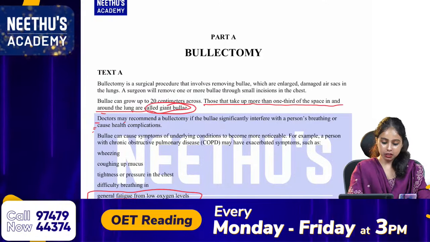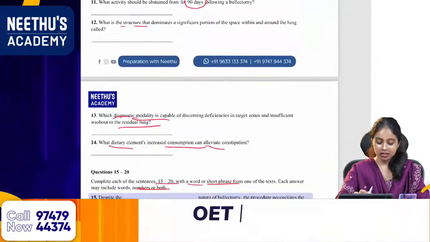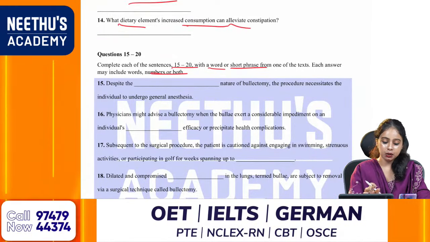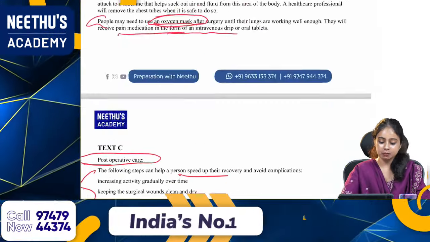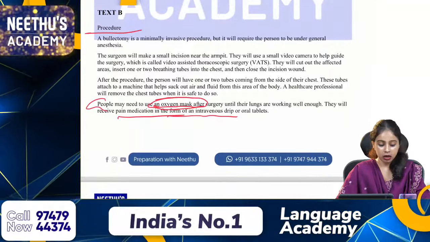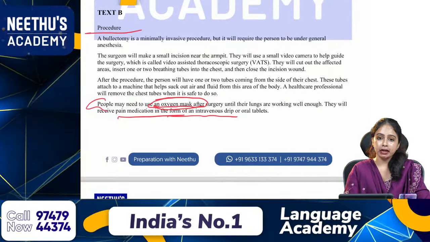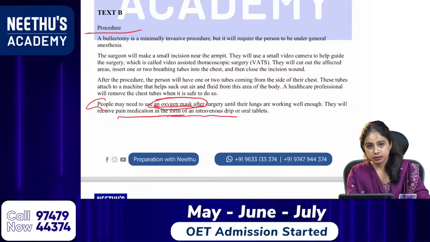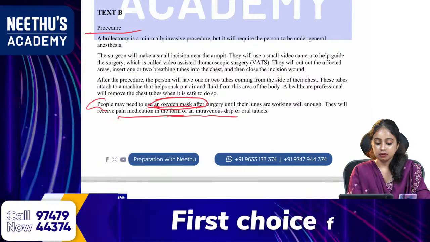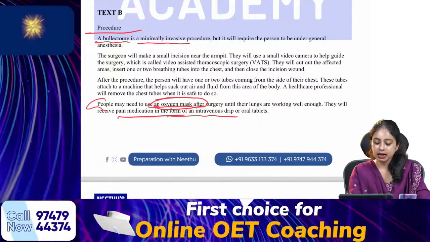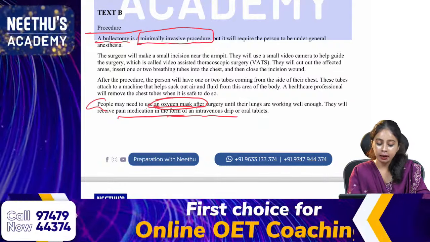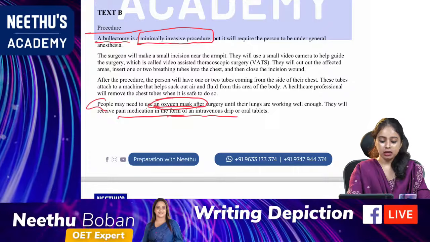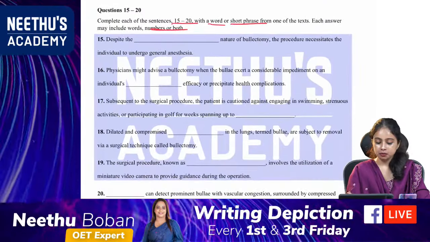Okay, so coming back to the question, what was the question? It's all about fill in the blanks. So what is the answer? You can take text B. See text B, what is mentioned? See the first paragraph: a bullectomy is a minimally invasive procedure. That is the question. So what is the answer here? Minimally invasive. Clear? Okay, and what about the next one?